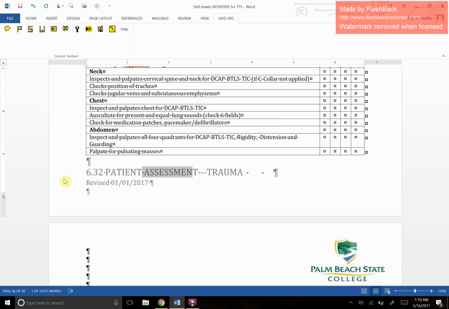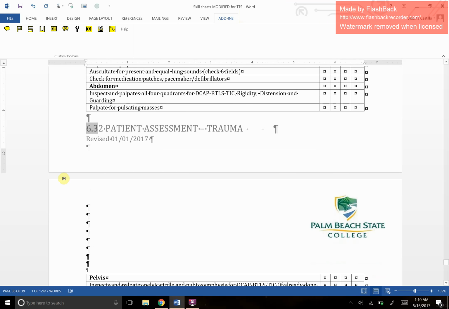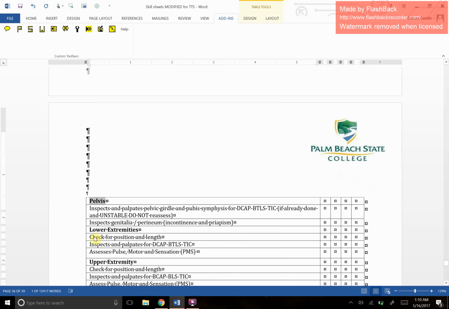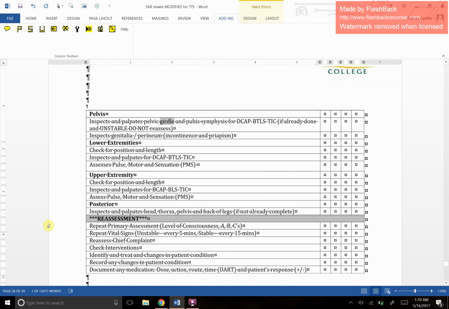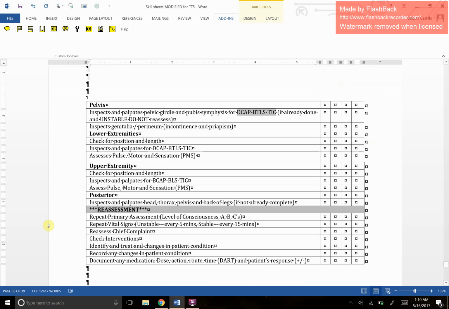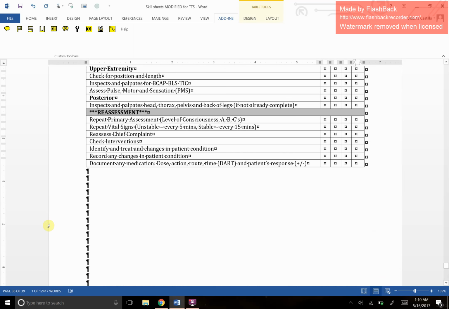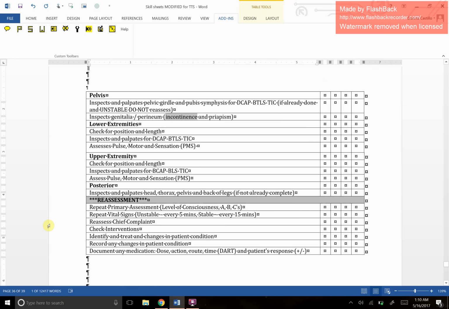6.32 Patient assessment trauma. Pelvis. Inspects and palpates pelvic girdle and pubic symphysis for DCAPBTLS, if already done and unstable do not reassess. Inspects genitalia/perineum, incontinence and priapism. Lower extremities. Check for position and length. Inspects and palpates for DCAPBTLS.